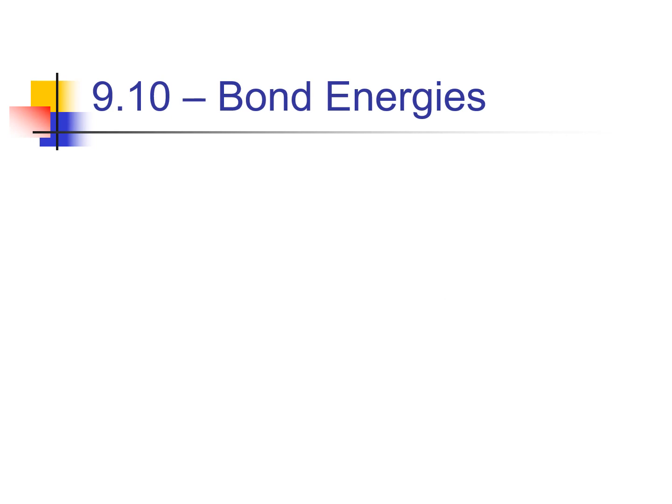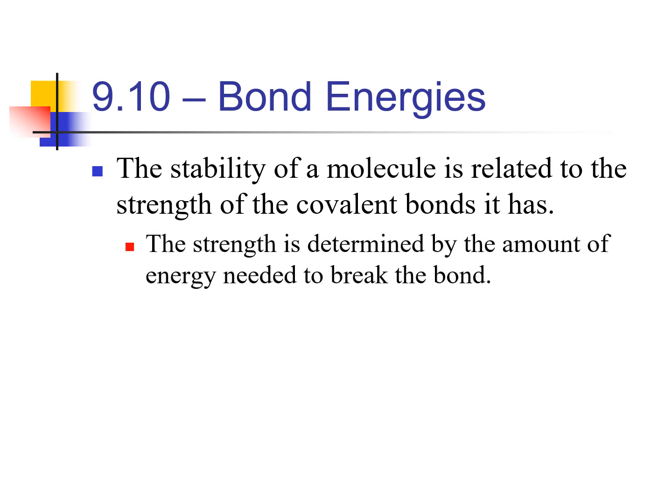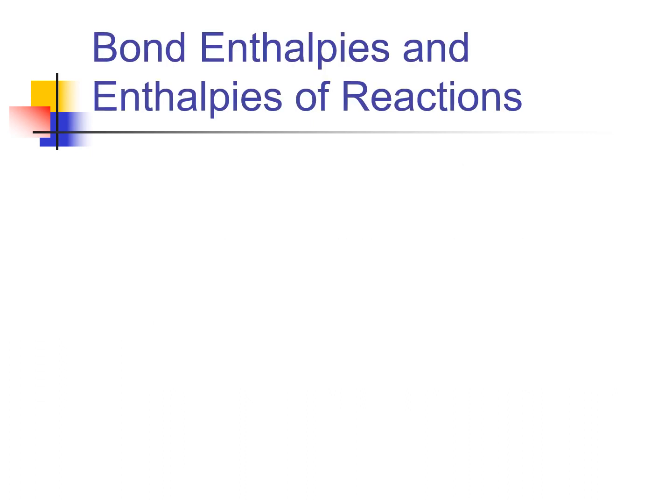And finally, this brings us into the last section, bond energy. I think this is the last section. This is a super easy section with one little twist, because there's always a twist. It's AP Chem. The stability of a molecule is related to the strength of the covalent bonds that it has. The strength of the bonds is determined by the amount of energy needed to break the bonds. Stronger bonds take more energy to break. It's easier to relate bond strength to the enthalpy change where bonds are broken, because stronger bonds are harder to break. Pretty simple.